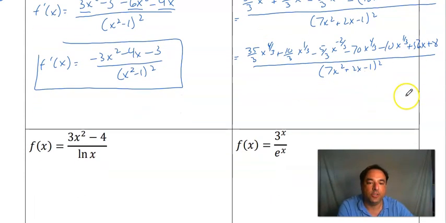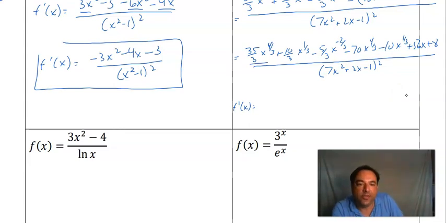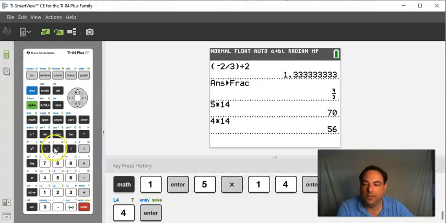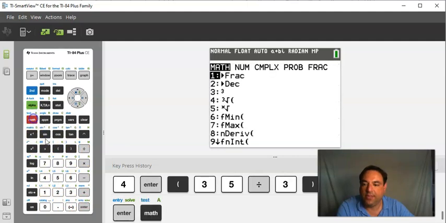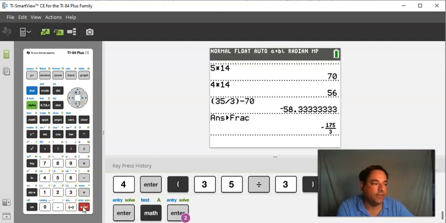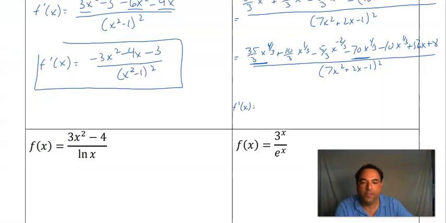Then we're going to combine like terms for our final answer. We generally have the highest exponent and work our way down. So if we take 35 over 3 x to the 4/3 minus 70 x to the 4/3, so parenthesis 35 over 3 minus 70, enter math fraction number 1, and that gives us negative 175 over 3. So that's negative 175 over 3 x to the 4/3.